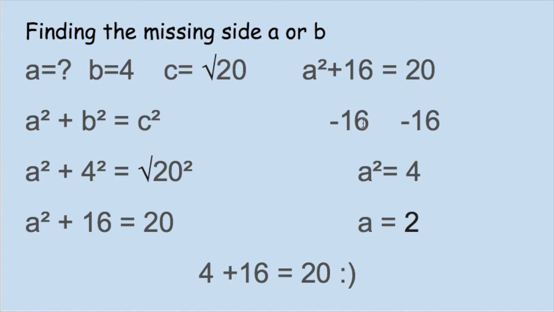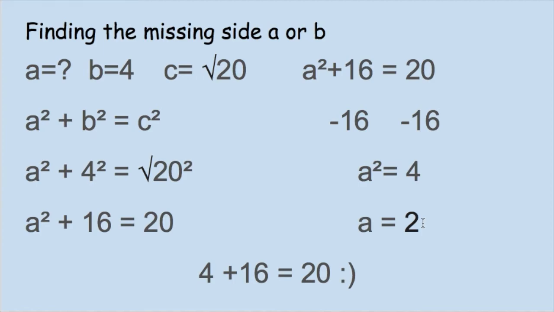16 minus 16 gives us 0, which leaves us just with the a squared. And 20 minus 16 is equal to 4. So a squared is equal to 4. So we take the square root of 4, which will give us 2. So side length A would be equal to 2.